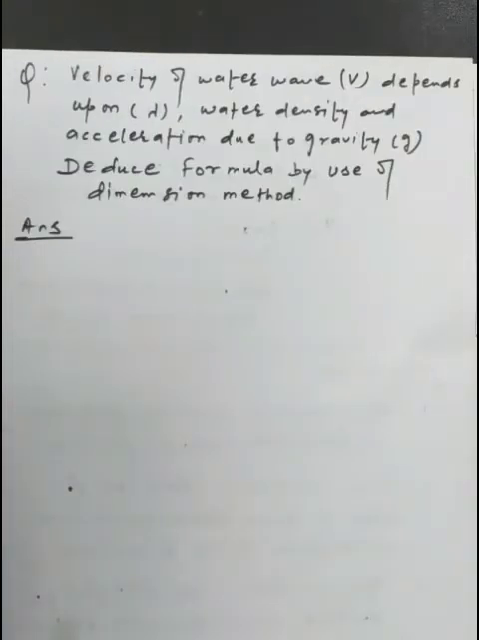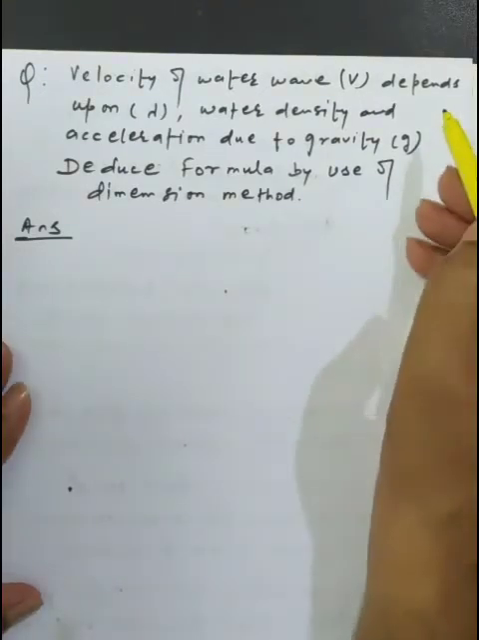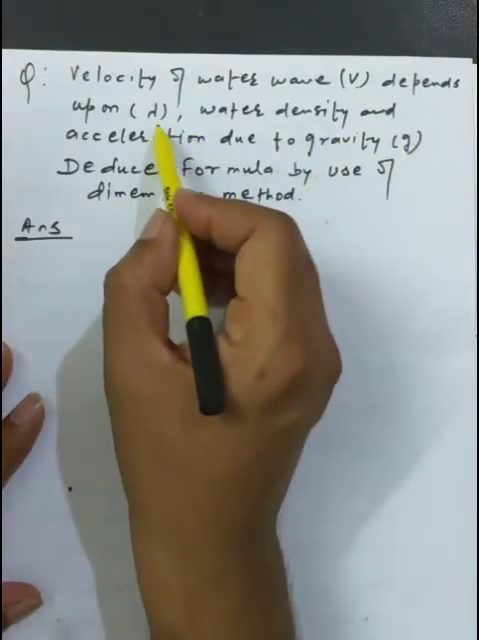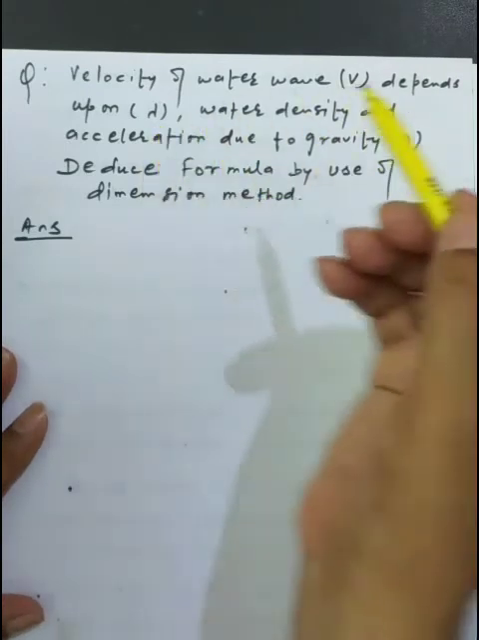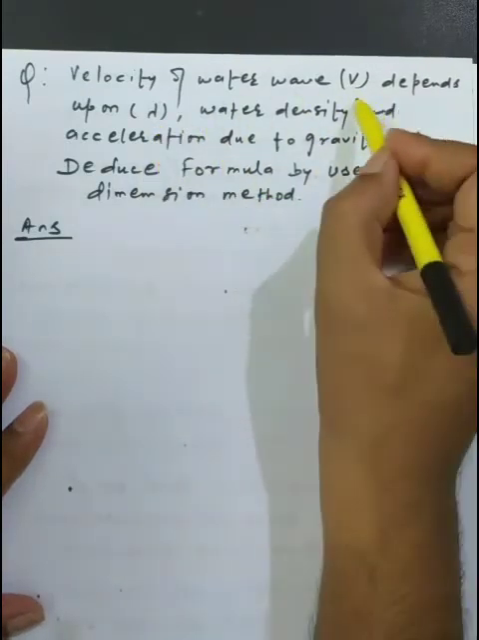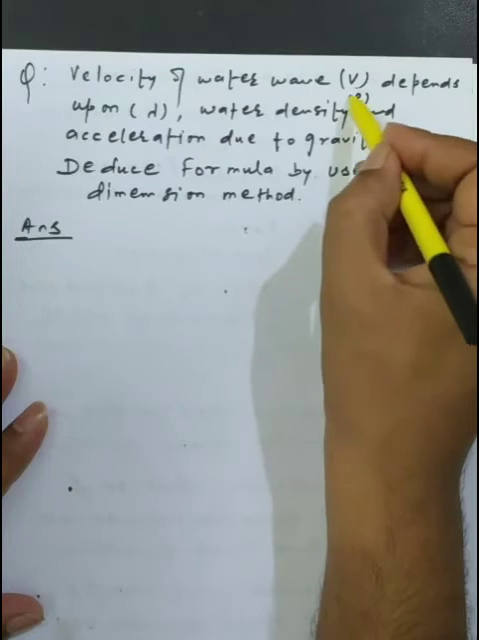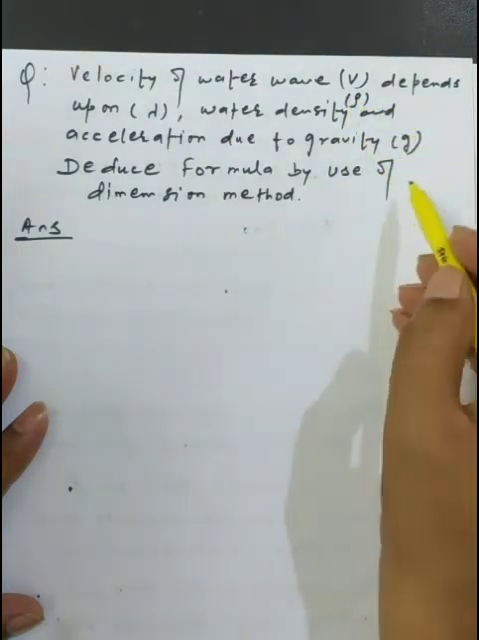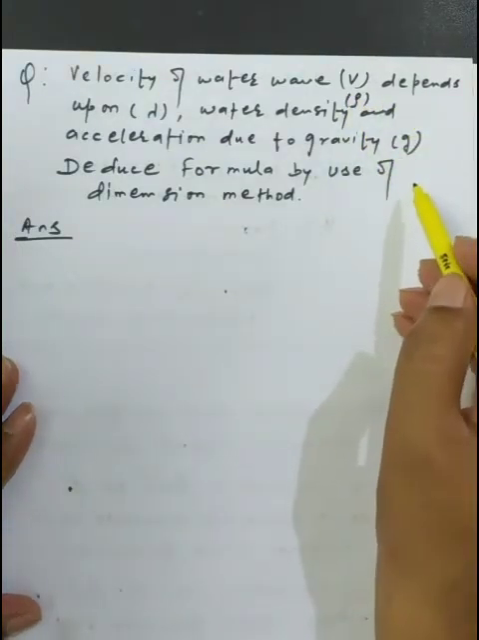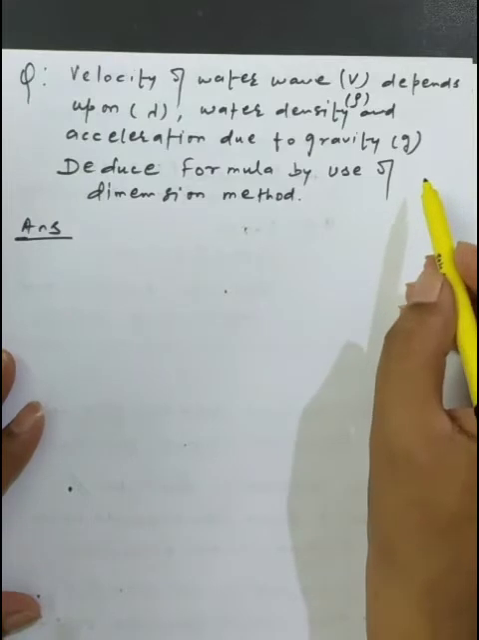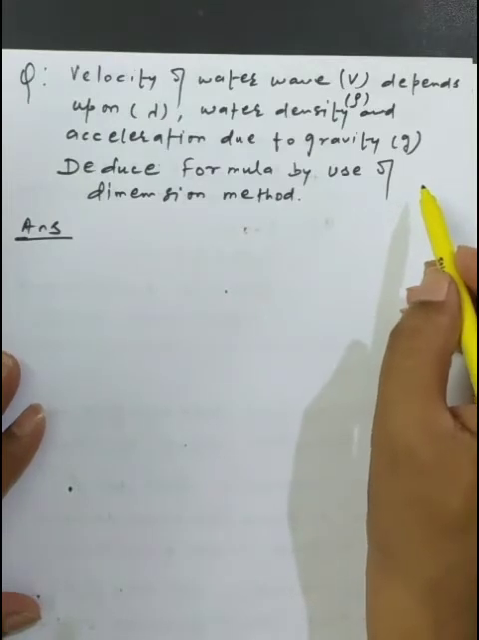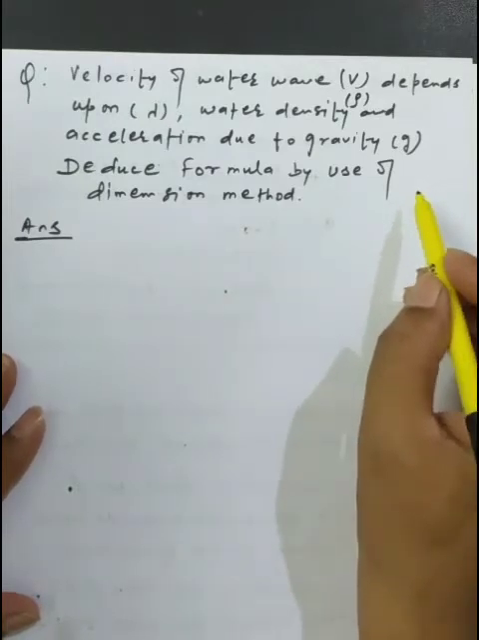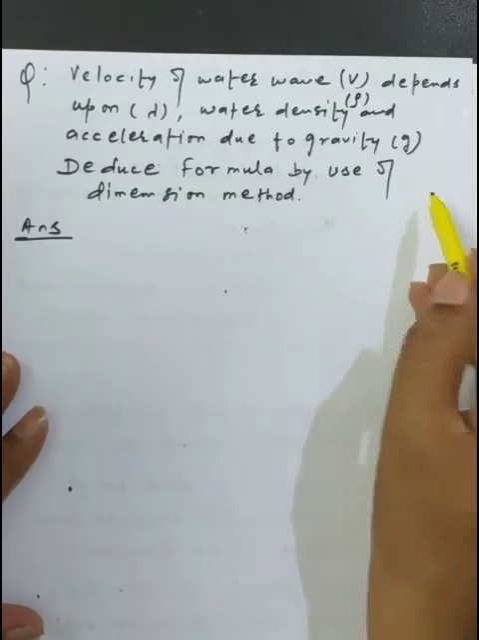Here we have one question on dimensional analysis: the velocity of the water wave v depends upon the wavelength, which is simply a length, the water density, the symbol for which is rho, and the acceleration due to gravity g. Deduce the formula by the use of the dimension method. Okay, so how are we finding that formula?